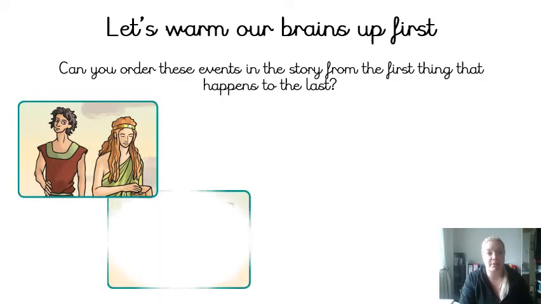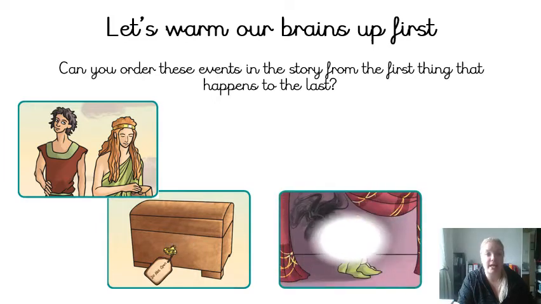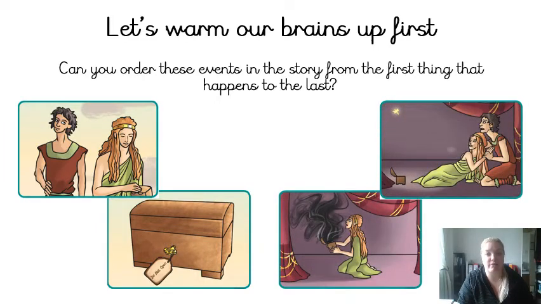So let's warm our brains up first, just like we did yesterday. Can we order these events in the story from the first thing that happens to the things that happen last? Let's have a look at the pictures. Here's one, and here's Pandora, and she's got the box. Here's the second one of the box with the key inside. The third one, ooh, look, she's opened the box and all of the evil's coming out. And the last one is where the butterfly has come out of the box. So let's look at these four pictures. Which one do you think happens first?